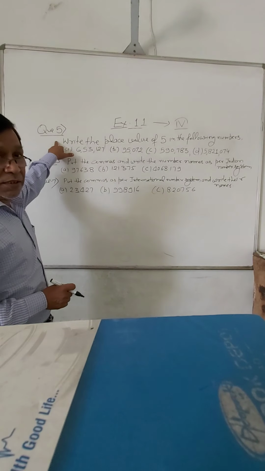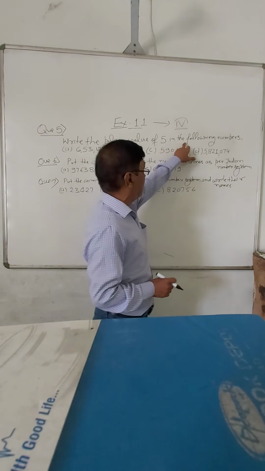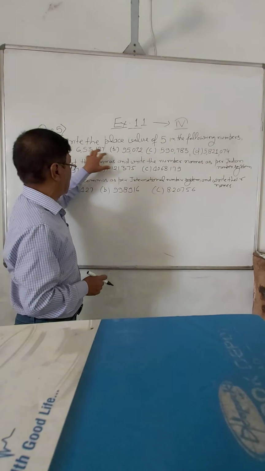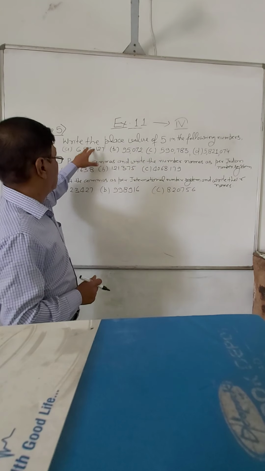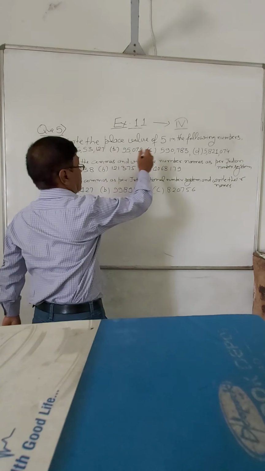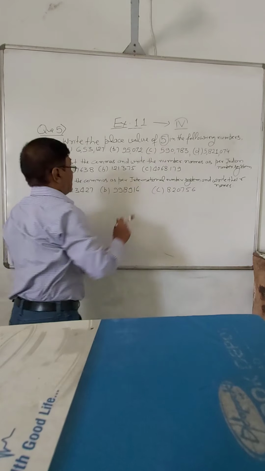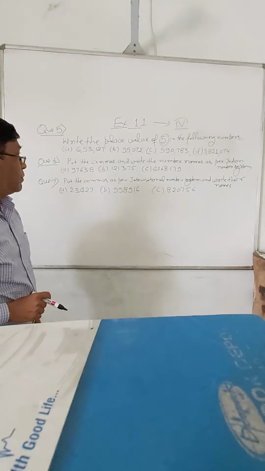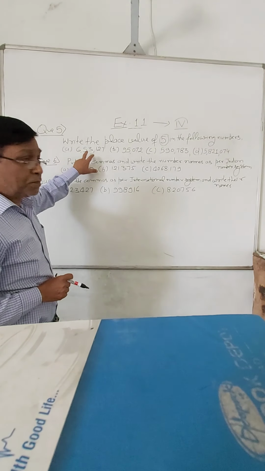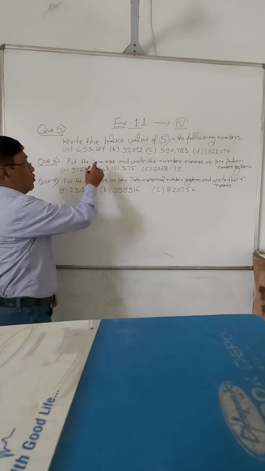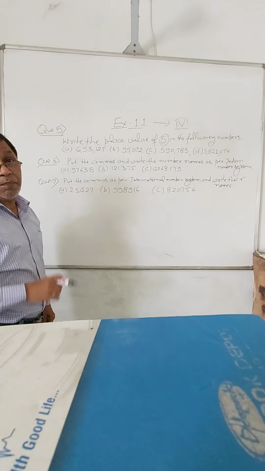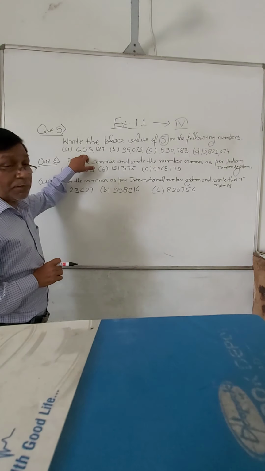Question number 5 is here. Write the place value of 5 in following numbers. Certain numbers are given to you, A, B, C, D. 4 numbers are given to you. In this one, you have to write the place value of 5 in each number. So see the number. Here 5 is coming here. So first find out in which place this is coming. Now ones, tens, 100, 1000, 10,000. So 5 is coming on the place of 10,000. So 5 multiplied by 10,000.